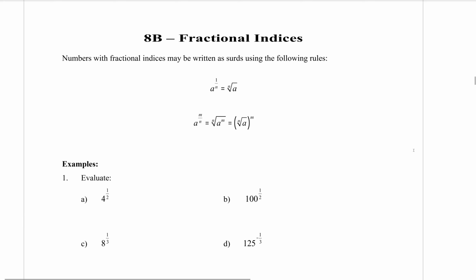Just combining more rules. Okay, are we ready? 8b. So fractional indices. We want to be turning things from fractional powers into surds.